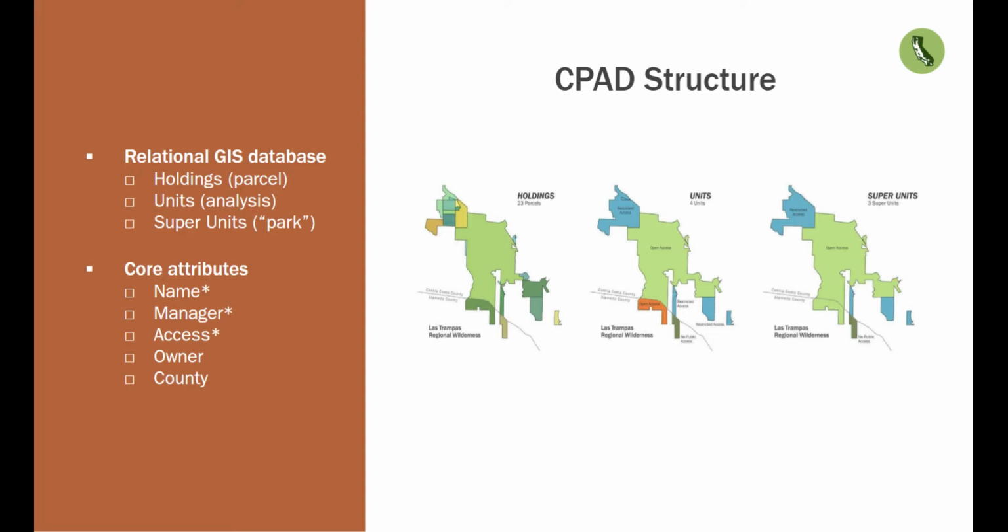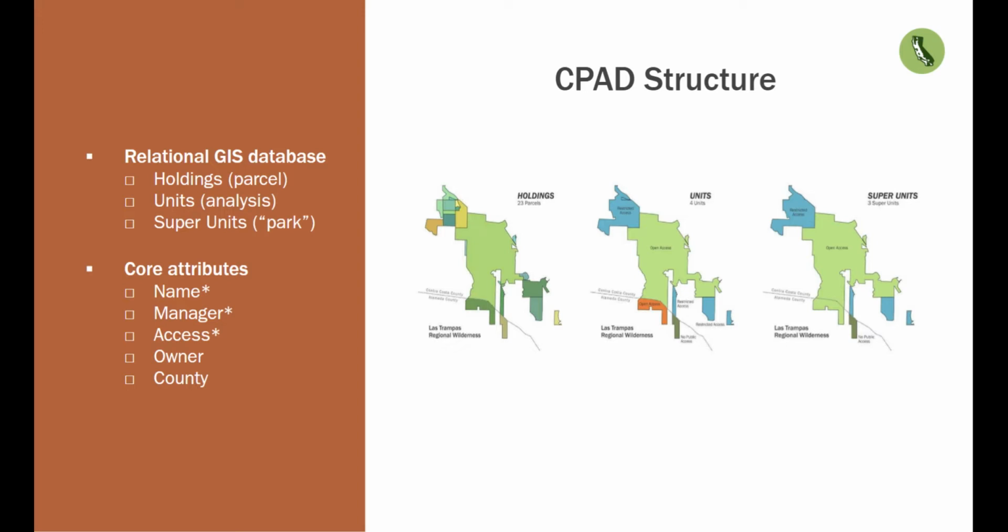Standing back for a second and going a little into the technical details here. CPAD is actually three different types of geometry. There are holdings, there are units, and there are superunits. Each of those is a separate shapefile in the release, and they behave this way. Holdings are the most detailed, which represent individual ownership, usually at the parcel level. Those get aggregated into units, dissolved by the attributes listed here under core attributes.